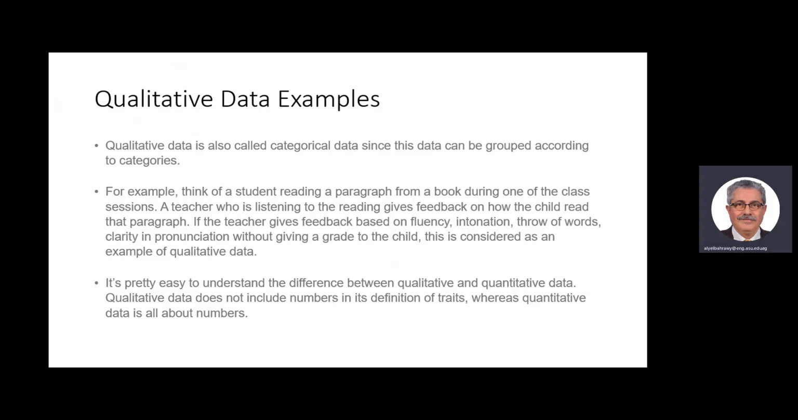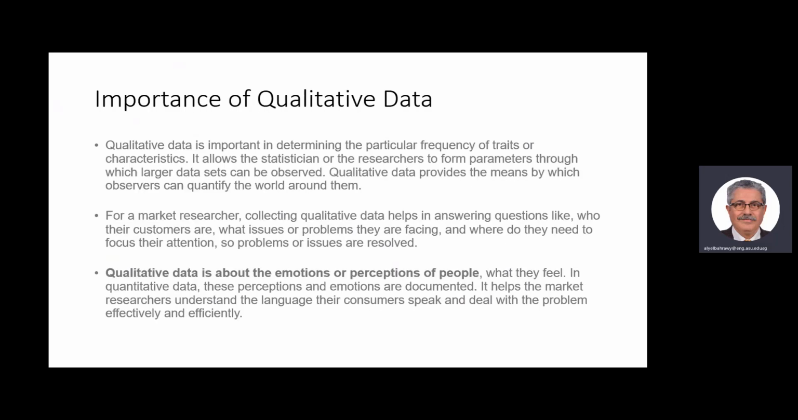It's pretty easy to understand the difference between qualitative and quantitative data. Qualitative data doesn't include numbers in its definition or traits, whereas quantitative data is all about numbers. Qualitative data is important in determining the particular frequency of traits or characteristics. It allows the statistician or the researchers to form parameters through which larger data sets can be observed. Qualitative data provides the means by which observers can quantify the world around them.